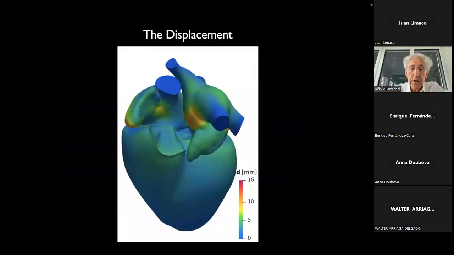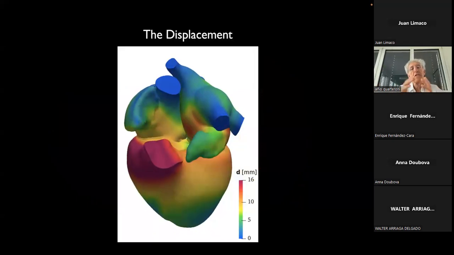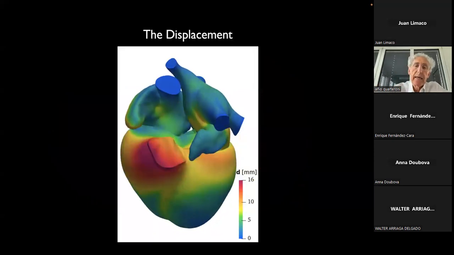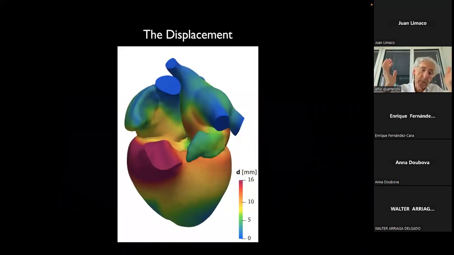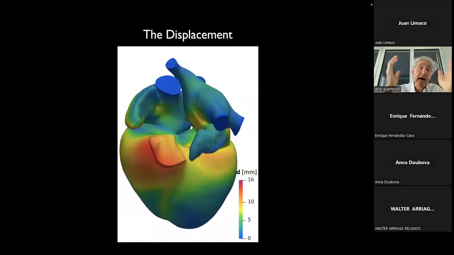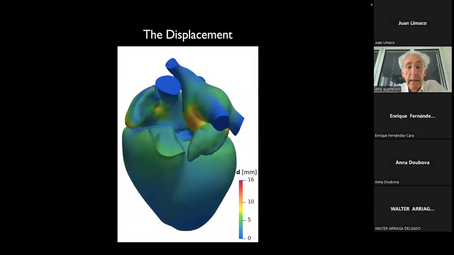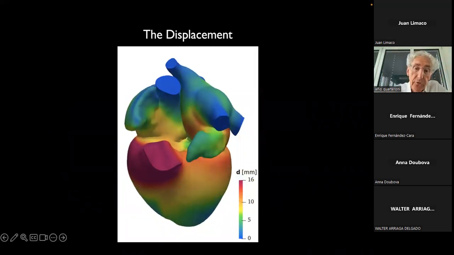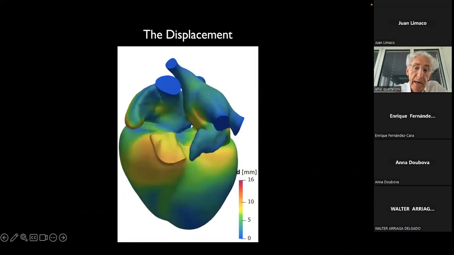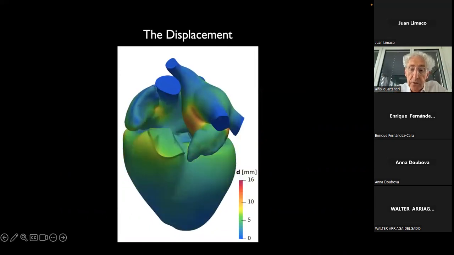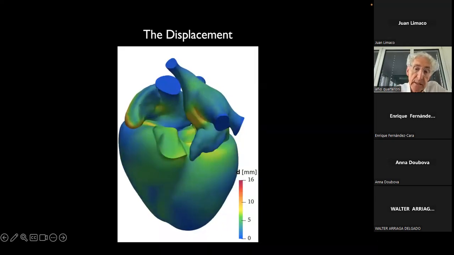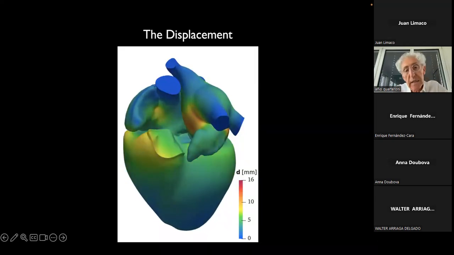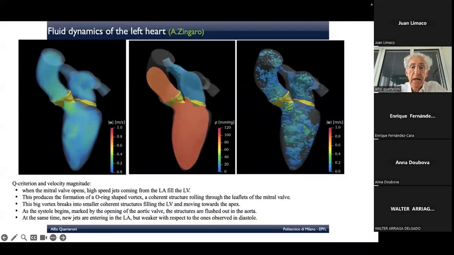Here you see the complete displacement of the heart, and you see it from the outside, from what is called the epicardium, which is the external surface of the heart. You see the upper part, which is made of the atria, and the lower part, which is made of the ventricle. And you see that we go from 0 up to 16 millimeters. In this case, it is 1.6 centimeters. So it's a big deformation. So this is a heart beating.